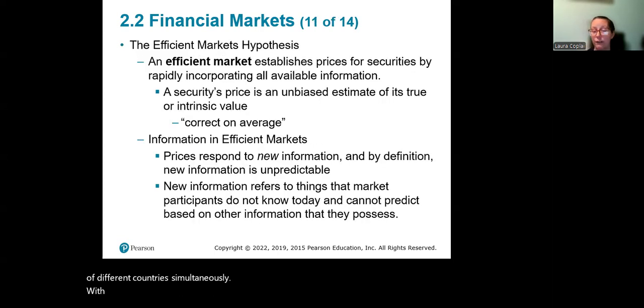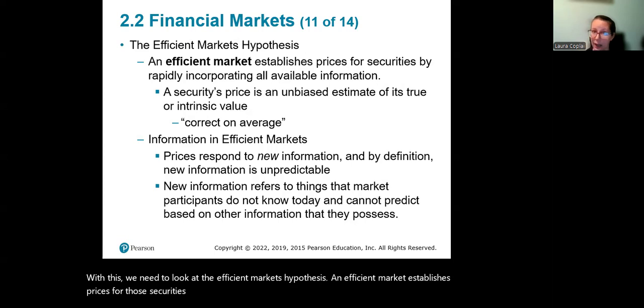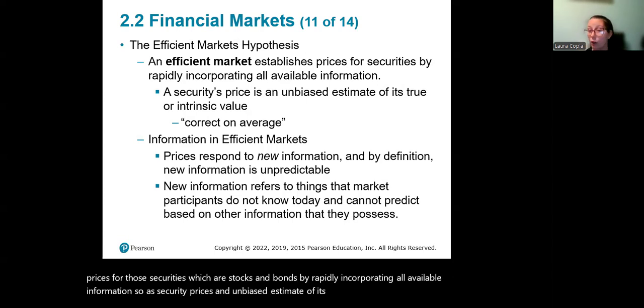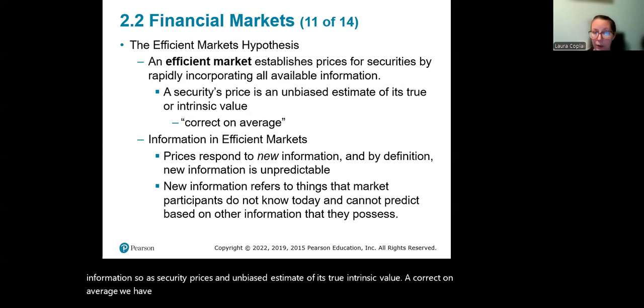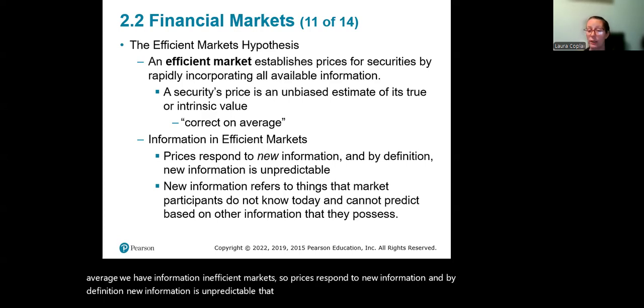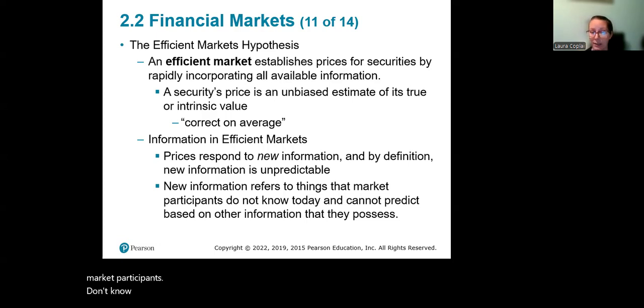With this, we need to look at the efficient markets hypothesis. An efficient market establishes prices for those securities, which are stocks and bonds, by rapidly incorporating all available information. So a security price is an unbiased estimate of its true intrinsic value, correct on average. We have information in efficient markets. So prices respond to new information, and by definition, new information is unpredictable. That new information refers to things that the market participants don't know today and can't predict based on other information that they possess.